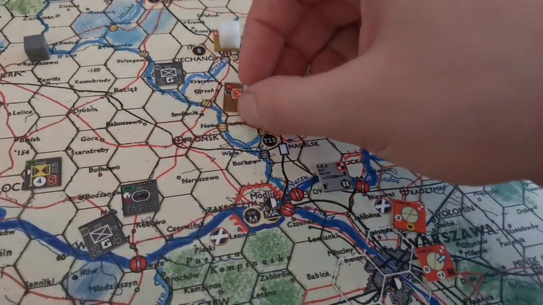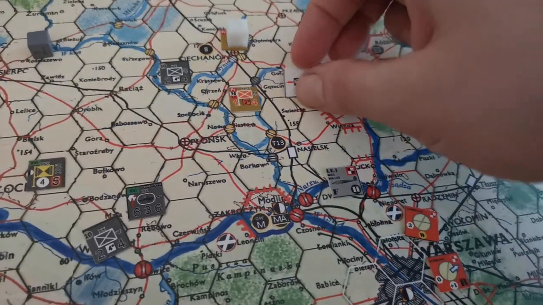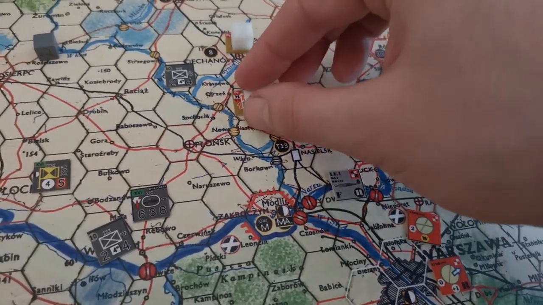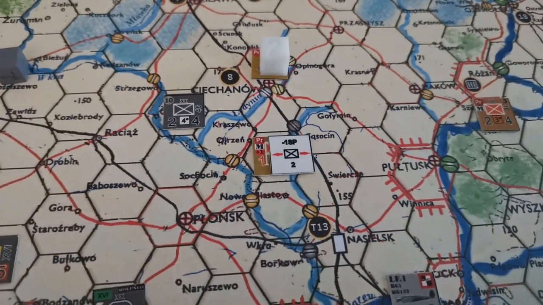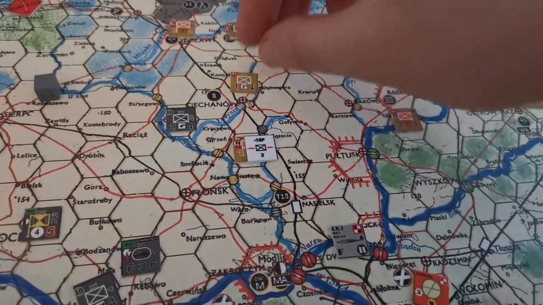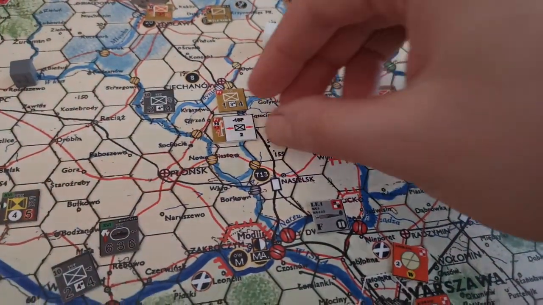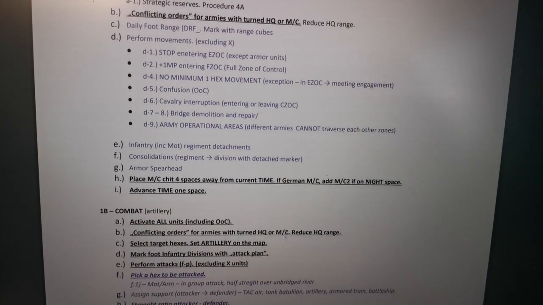Every division can detach another regiment, but then it's going to lose a step, and this step cannot be reproduced until the regiment goes back to the division, and then the detachment counter will decrease. And this is the next step, consolidation. Regiment towards division with detached marker.